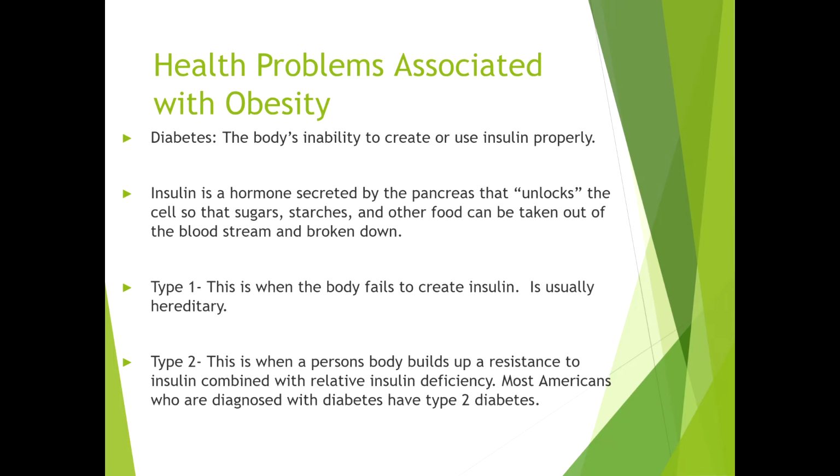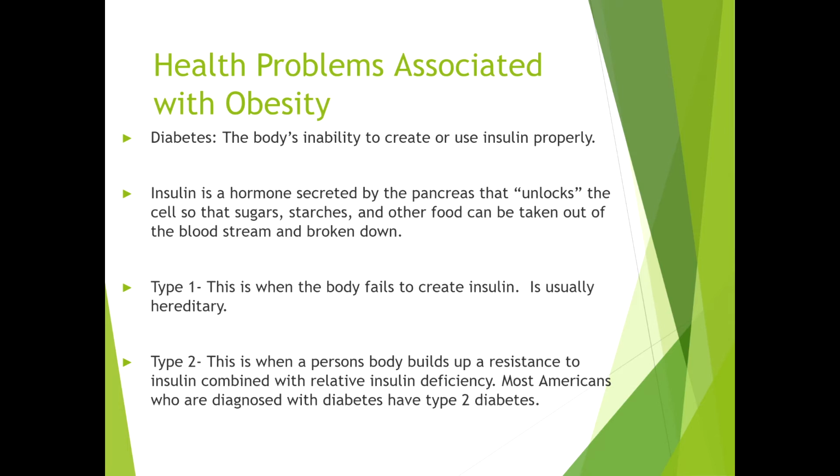Type 2 diabetes, this is when a person builds up a resistance to insulin combined with relative insulin deficiency. So they may be insulin deficient and they may have a resistance to it, meaning that the body doesn't respond to it. Most Americans who are diagnosed with diabetes have type 2 diabetes. This is the most common, the most prevalent. It's also lifestyle induced, meaning that someone who is obese, someone that isn't active, they have a much higher tendency to develop type 2 diabetes. And you can change that.